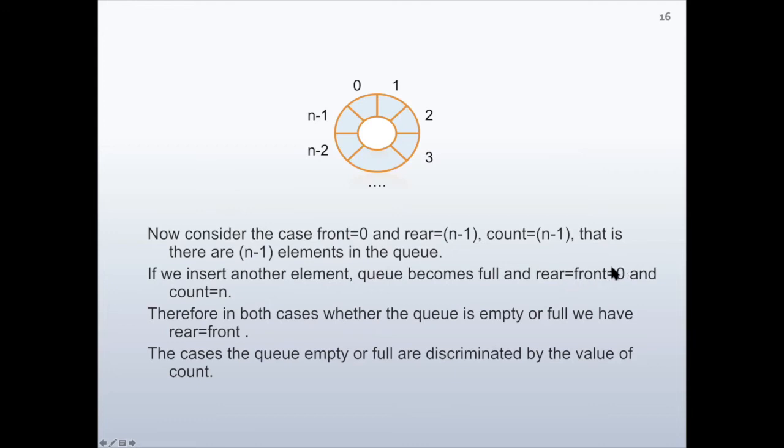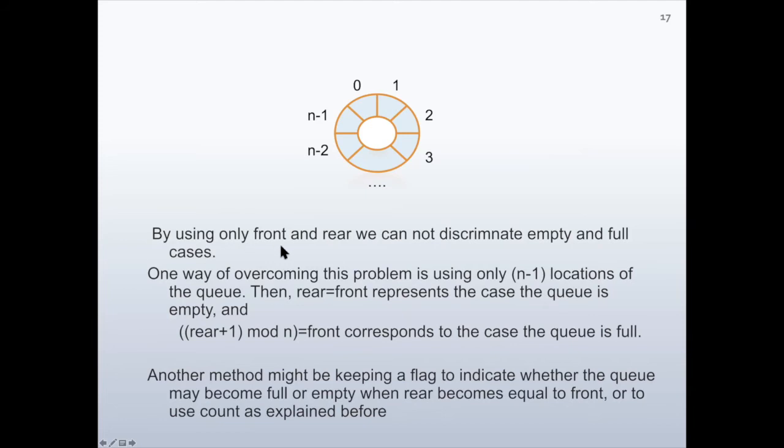They are the same and they are 0. And count is n. Therefore, in both cases, whether the queue is empty or full, we have rear equal to front. The cases the queue is empty or full are discriminated by the value of count. By using only front and rear, we cannot discriminate empty and full cases.